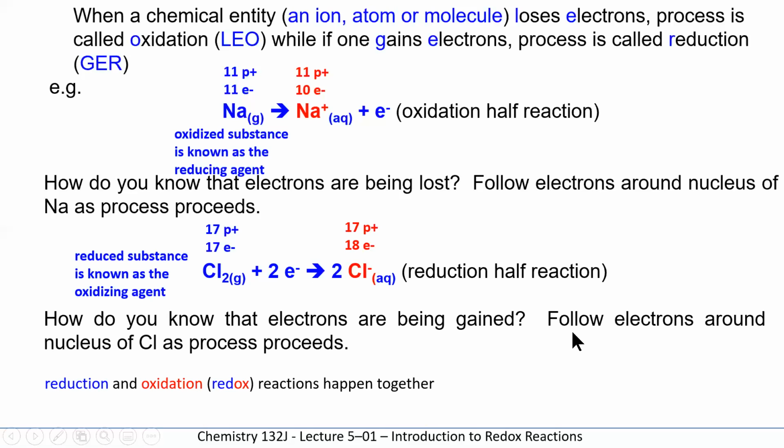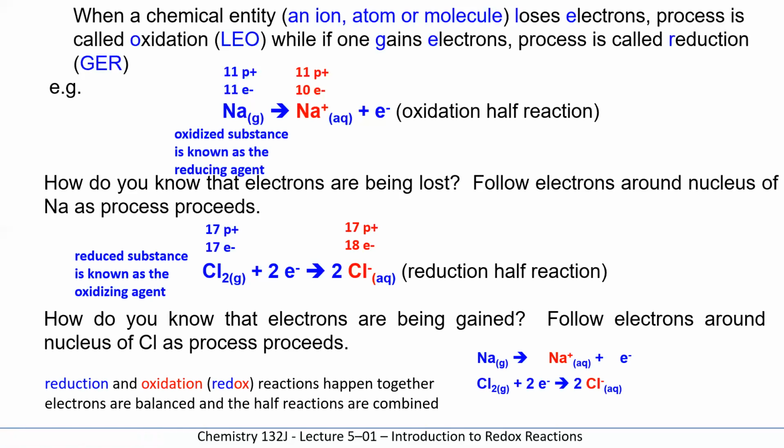Now, these 2 reactions happen together. So what we're going to do is put those 2 reactions together. But you'll note that the oxidation only released 1 electron. The reduction reaction gained 2 electrons. So we have to somehow balance those 2 out.